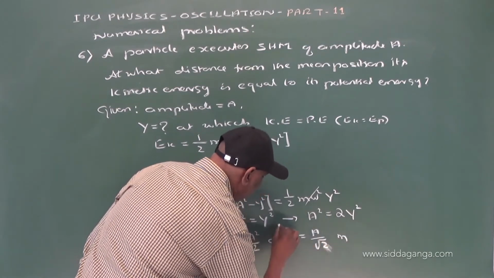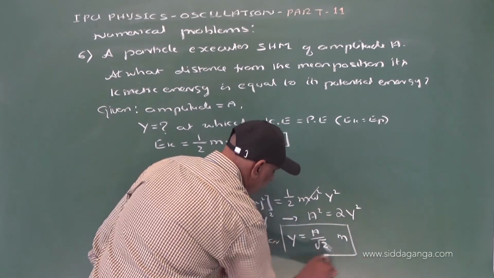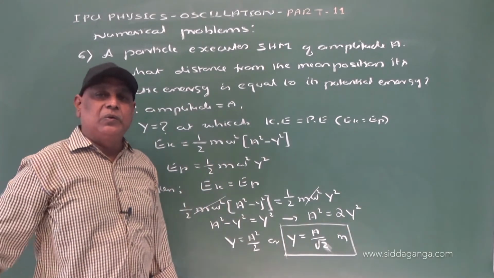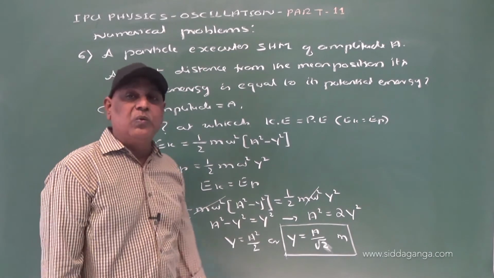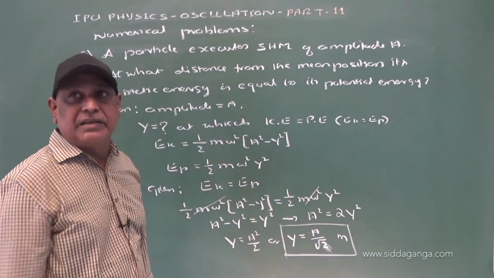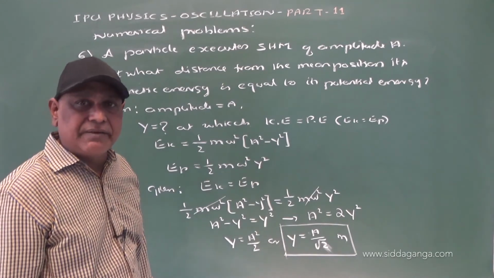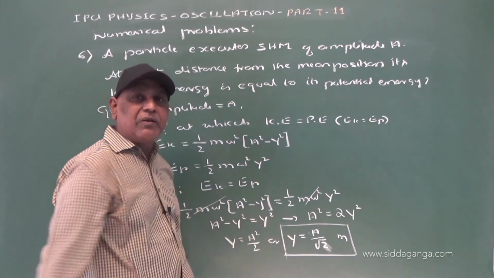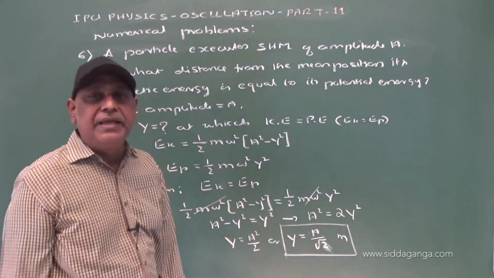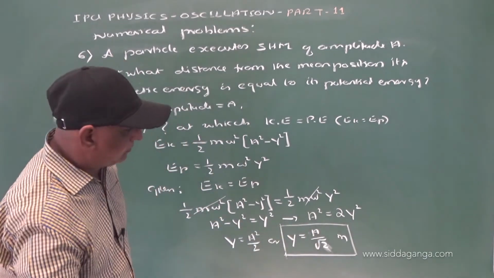We can take the unit as meter. So at displacement y equal to A by root 2. Here the numerical value of A is not given, just A is given. We need to calculate the value of y. So the displacement y is equal to A by root 2 meter.